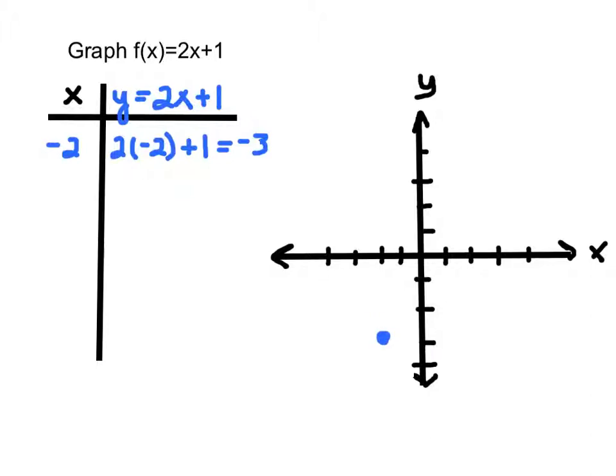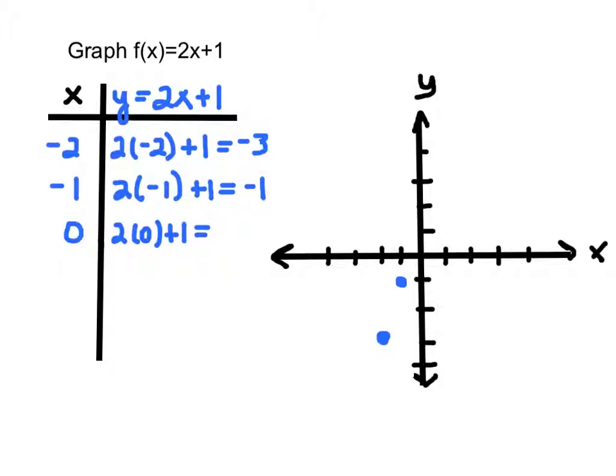I'm going to let x be equal to -1, and so 2 times -1 plus 1. 2 times -1 is -2. -2 plus 1 is -1. And so -1, -1, right about there. I'm going to plug in 0. When I plug in 0, 2 times 0 plus 1 will be equal to 0 plus 1, so 1. The ordered pair is 0, 1.